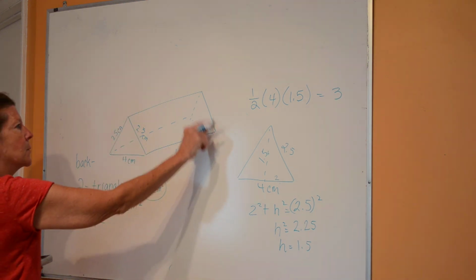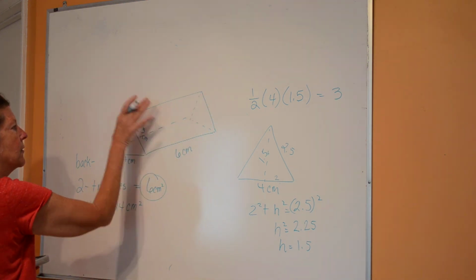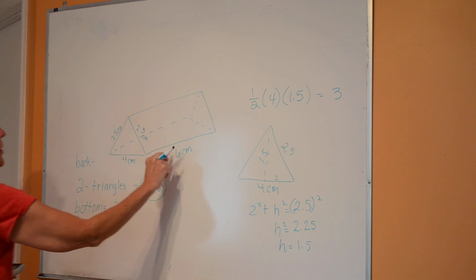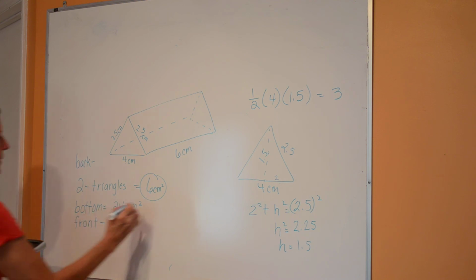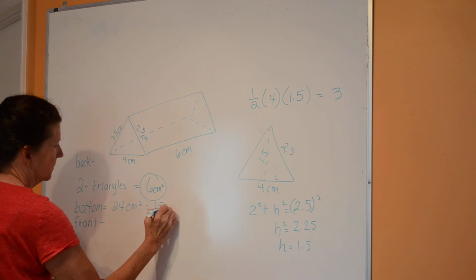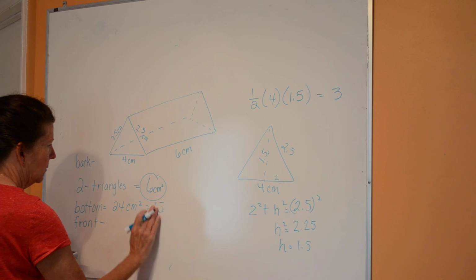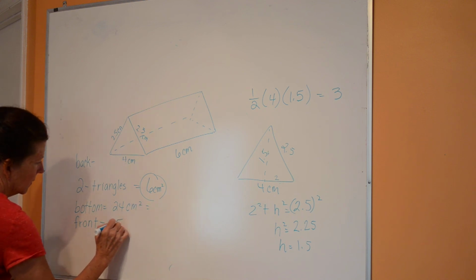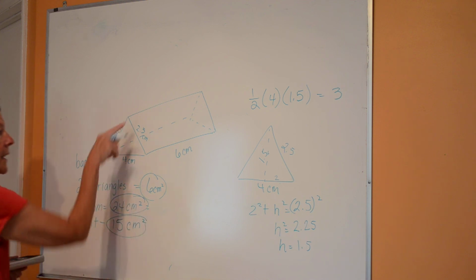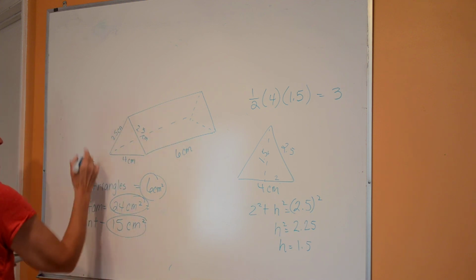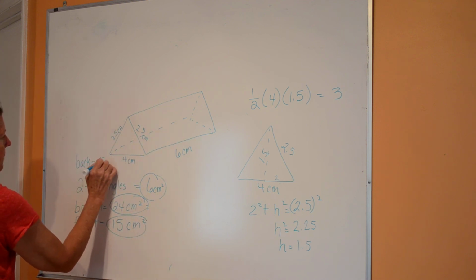And then this right here, actually the front and the back are going to be the same. They're going to be 6 times 2.5. So 6 times 2.5 is going to be 15. Oops, wait a minute, that's down here. And then that back is also 6 times 2.5 or 15.